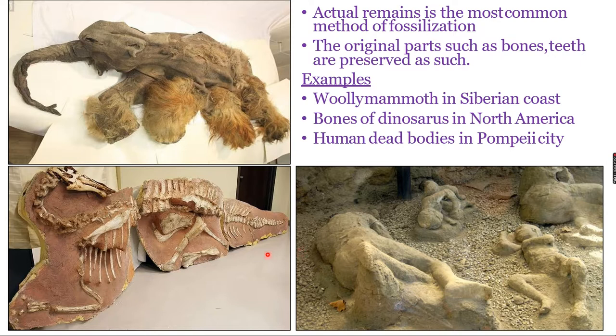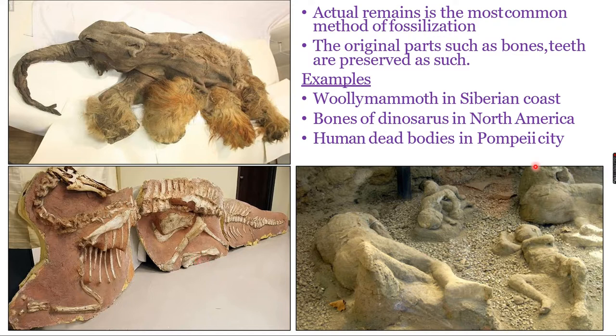A few examples we'll see. Sedimentary rocks show the marine animals' dead bodies, and the hard parts are preserved as such. Here is an example, the woolly mammoth in the Siberian coastal area. It is a woolly mammoth, the large elephant. It was preserved as such in the ice. And here you can see the second one, the bones of dinosaurs in North America. It was preserved as such. These are actual remain examples: the woolly mammoth on the Siberian coast and the bones of dinosaurs in North America.